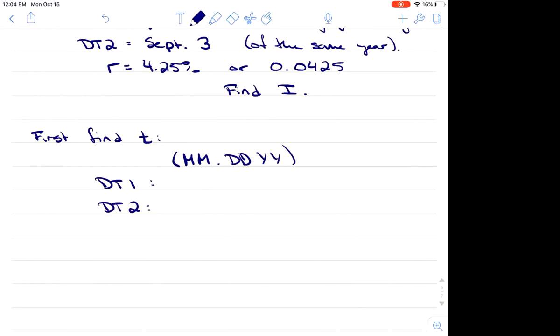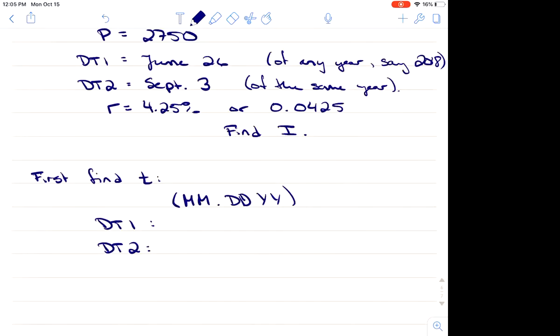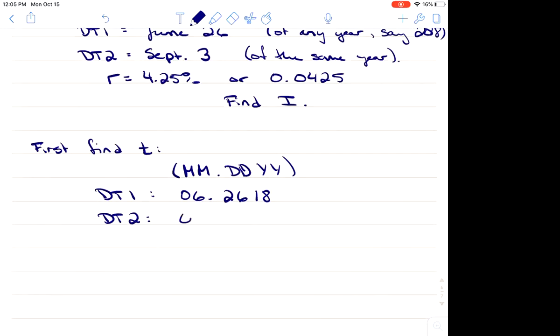Date 2. So the first date was June 26th. So June is 06.2618. September 3rd, 2018, September is 090318. And then we want to calculate the days between dates, and I'm going to indicate that by a little star.